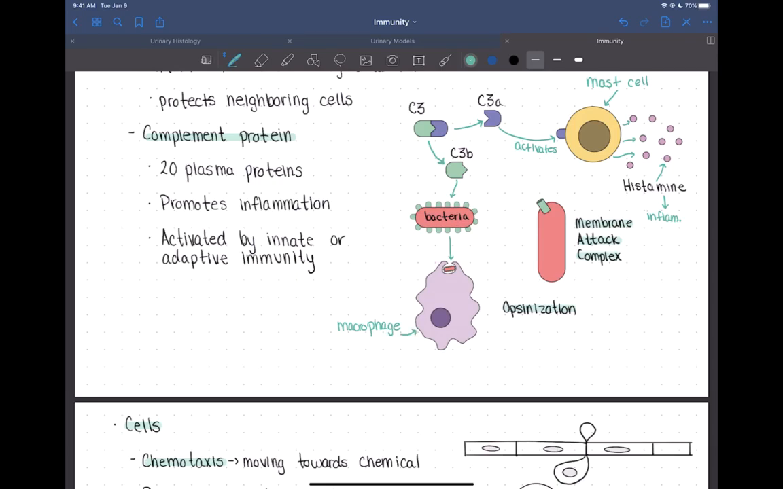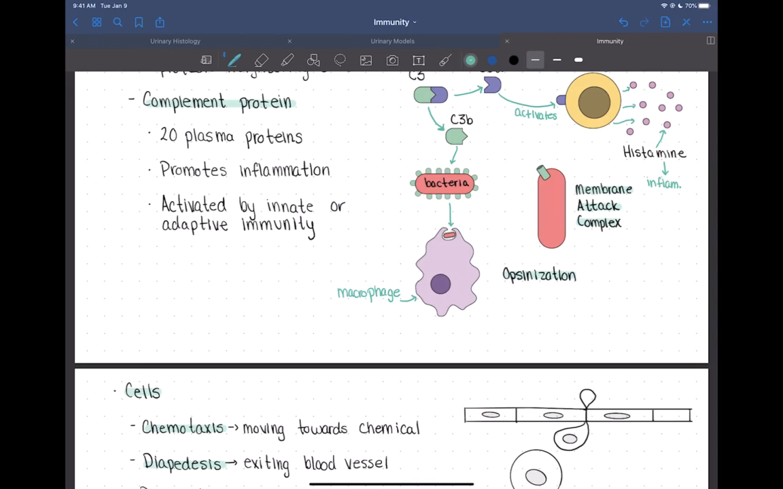Okay, so that process is called opsonization, and I love the actual direct translation of the word opsonization because it's to make tasty. All right, and so that's what these C3b proteins are doing, right? They're making that bacteria tasty so that the macrophage will eat it, right? So it's going to make it easier to phagocytize. Okay? And so that's opsonization. All right, that's one thing that C3b does.